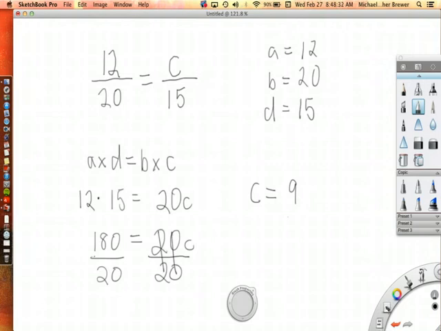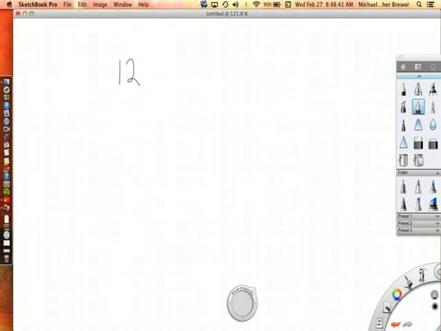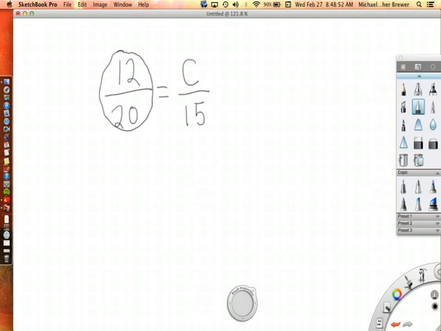You will also consider simplifying. Take that same proportion, 12/20 is equal to C over 15. This fraction here can be simplified to 3/5 is equal to C over 15.